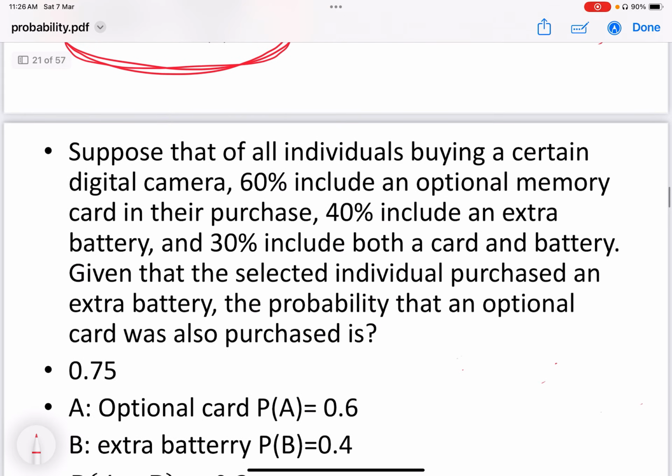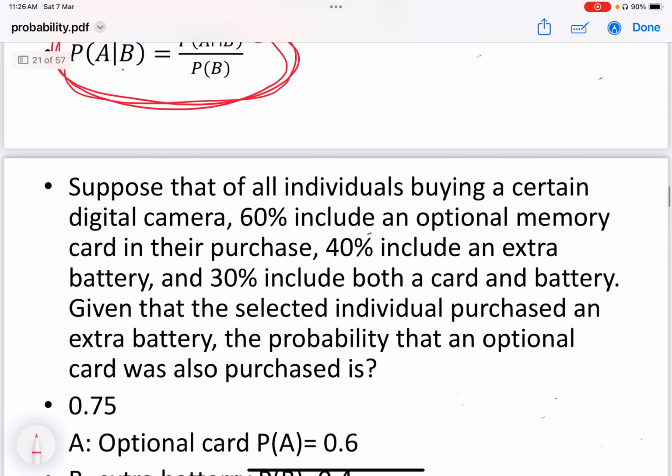We take one more example. Suppose that of all individuals buying a certain digital camera, 60% include an optional memory card in their purchase, 40% include an extra battery, and 30% include both.